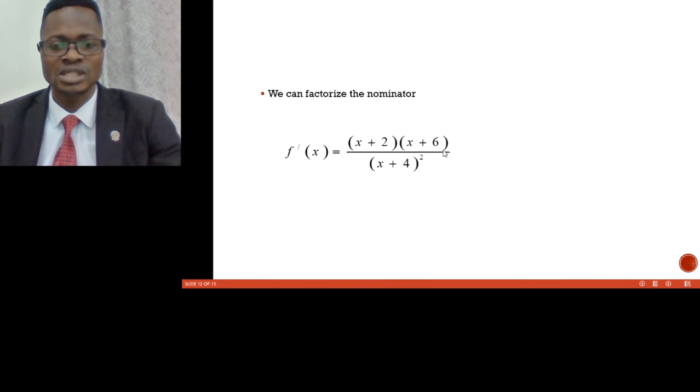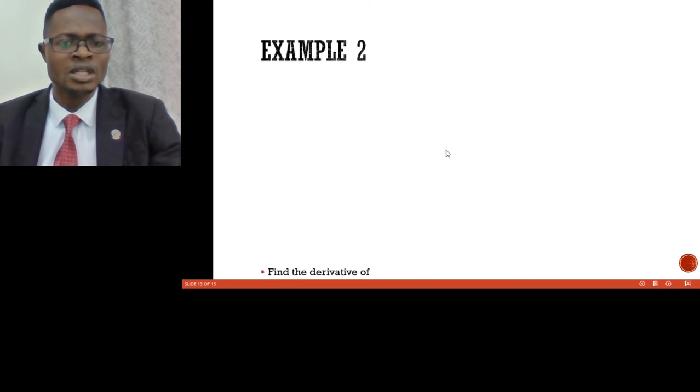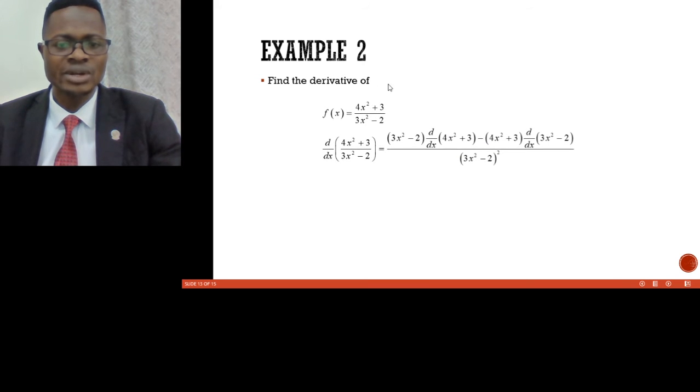Let us consider the second example. Now you are given to find the derivative of this function. f of x is given by (4x squared plus 3) divided by (3x squared minus 2). To find the derivative, just bring in your formula and plug in the given information. And what are we given? We are given 4x squared plus 3 divided by 3x squared minus 2.